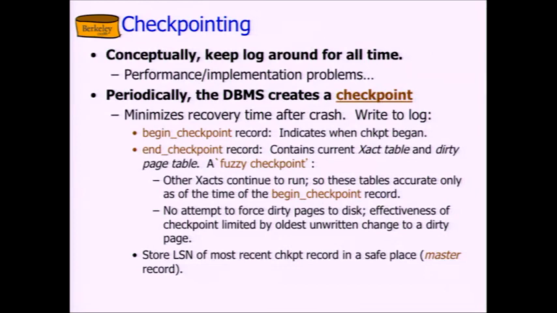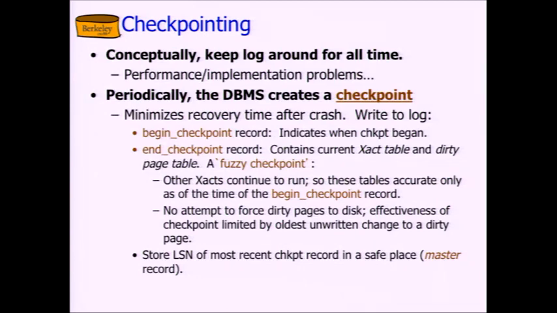All right, so what do we know? Other transactions continue to run. These tables are accurate only as of the time of begin checkpoint. They're actually later than that time. There's no attempt during checkpointing to force the buffer pool to disk because, after all, that information is in the log. Anything about dirty pages in the buffer pool is either in the log or it's going to abort anyway, and it doesn't matter. It's in the log tail. So the effectiveness of the checkpoint is limited by the oldest unwritten change to a dirty page. That is to say, anything that's not in the database and gets written to disk is not somehow in this checkpoint. And that'll be okay because it won't be committed.